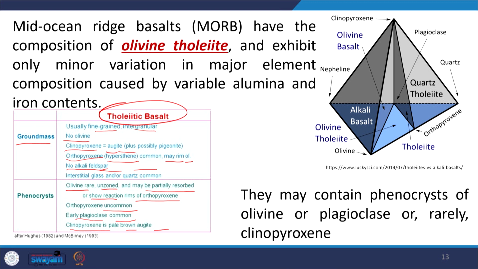So, these are the characteristics of the olivine tholeiite which is erupted at the mid-oceanic ridge system, and we are getting this basalt, olivine tholeiite, and it is falling in this field. So, these are the magmatic characteristics of this mid-oceanic ridge system.